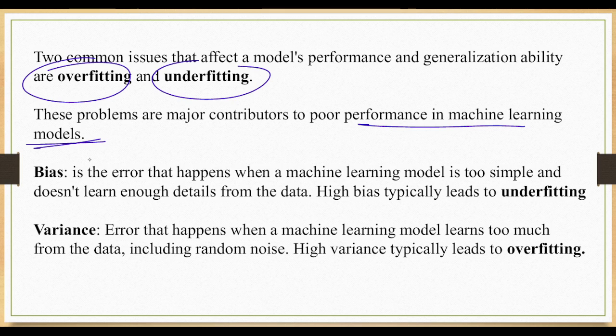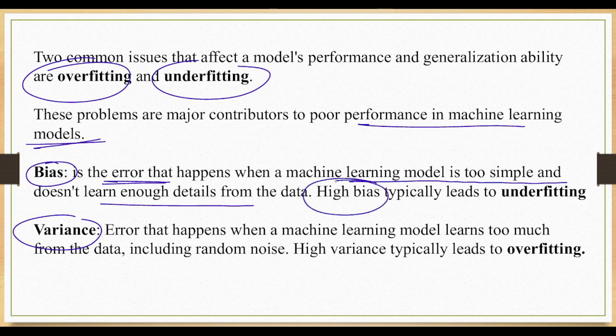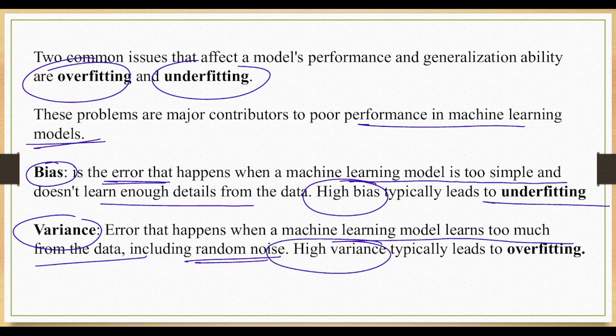Here we have two key terms to understand overfitting and underfitting: one is bias and the second is variance. What is bias? It is the error that happens when the machine learning model is too simple and does not learn enough detail from the data. If the bias is high, this case arises for underfitting. And what is variance? This is also an error that happens when the machine learning model learns too much from the data, including the random noise. If the variance is high, this case arises for overfitting.